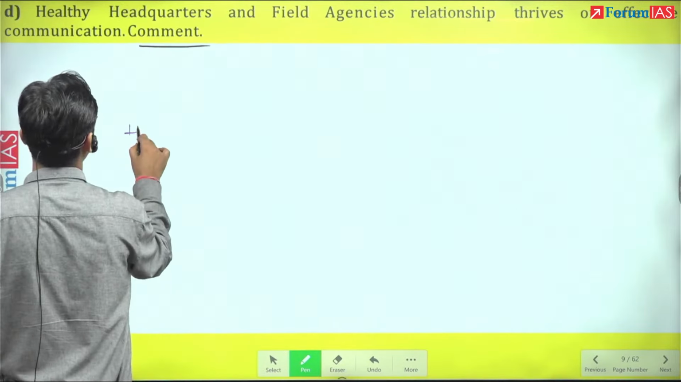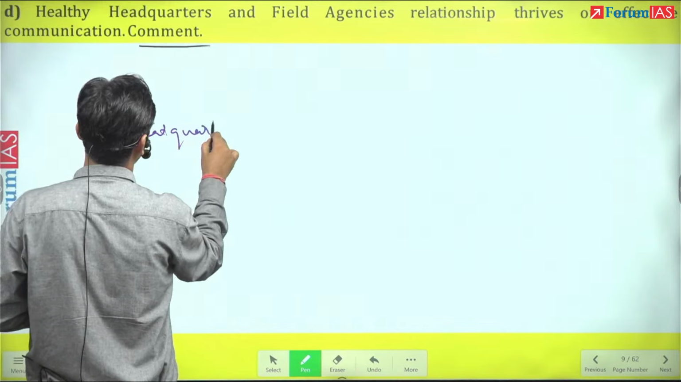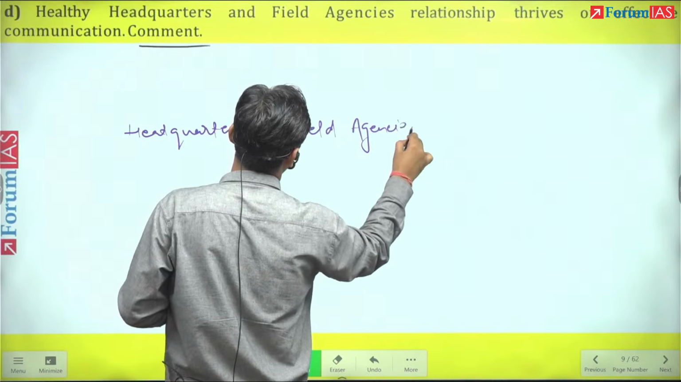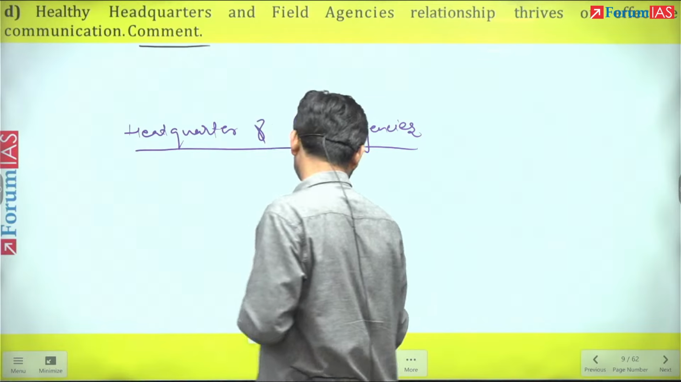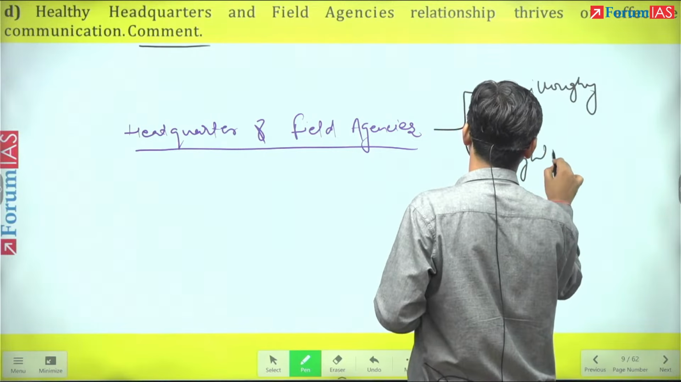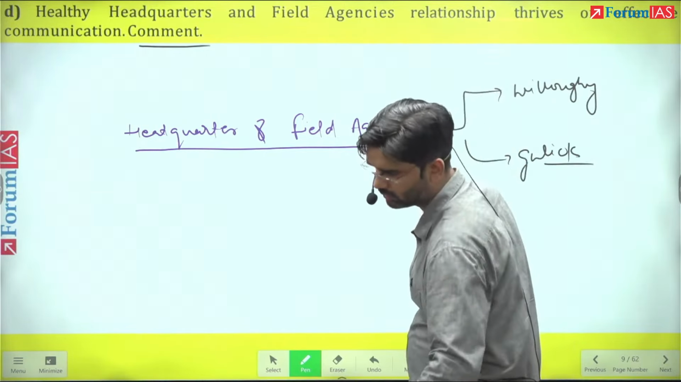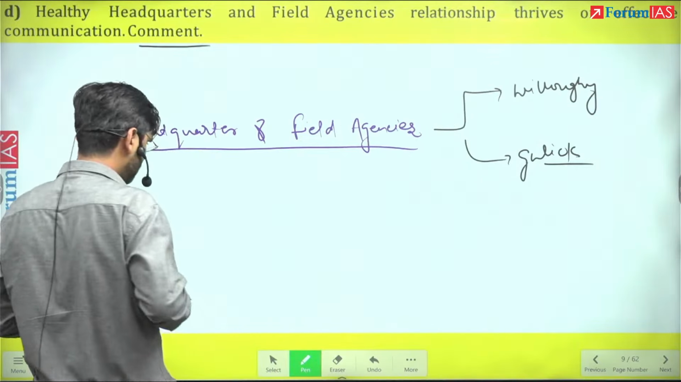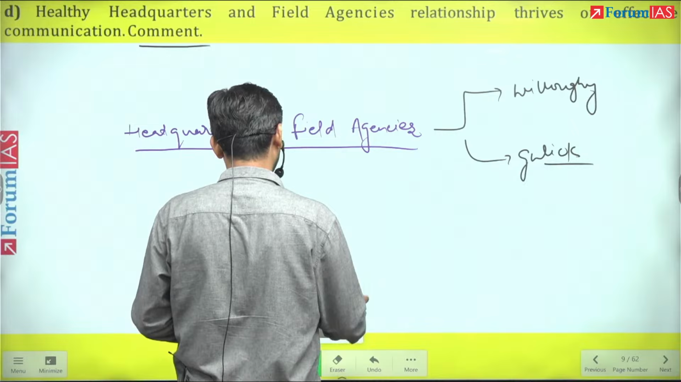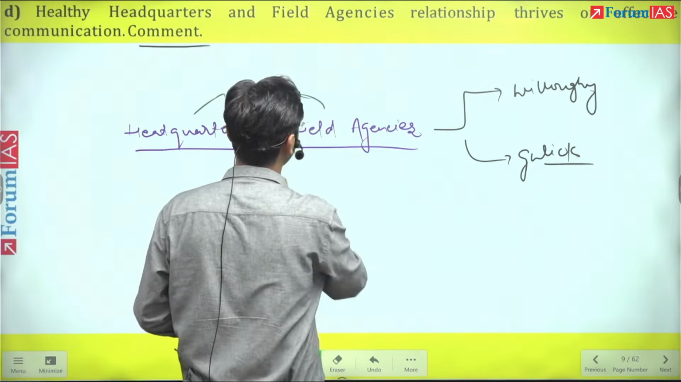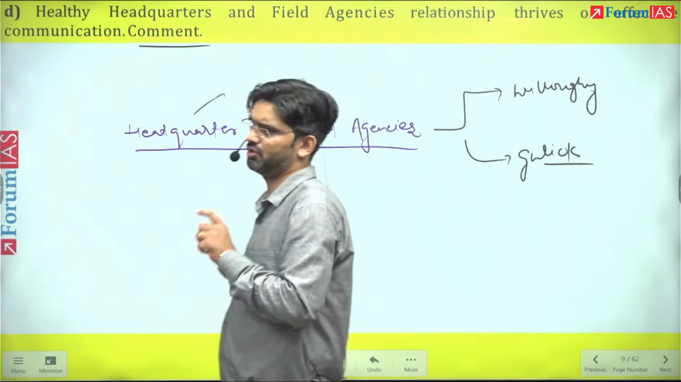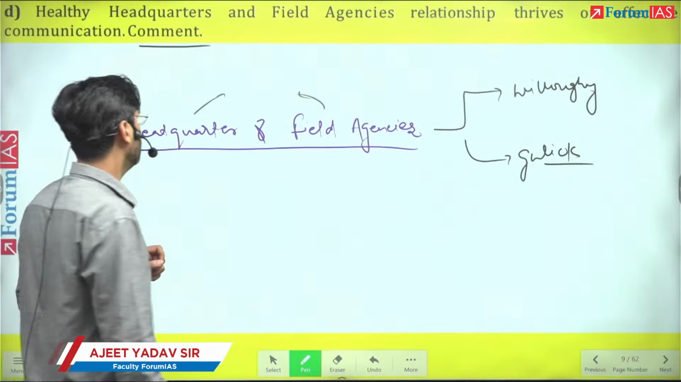See, no doubt, headquarter and field agencies. Either it is Willoughby or it is Gulick. First, in the introduction, you write about headquarter and about field. Field is basically for implementation. It is closer to people. Very briefly, because it is a 10 marker question, so you don't have much space. Very briefly, you need to write here.